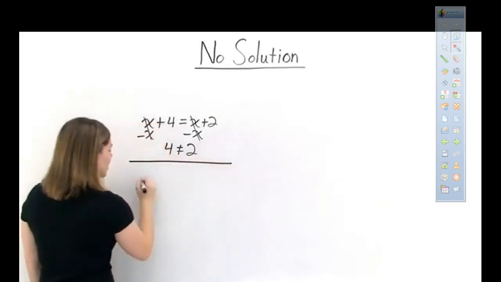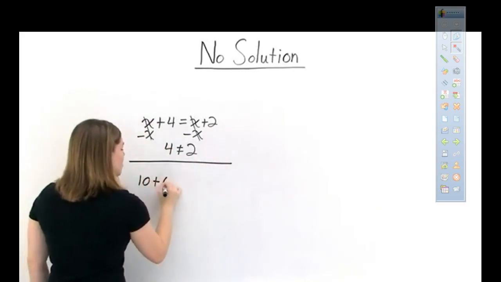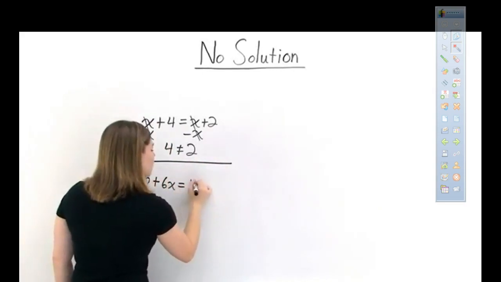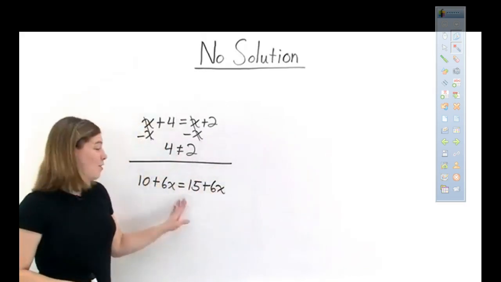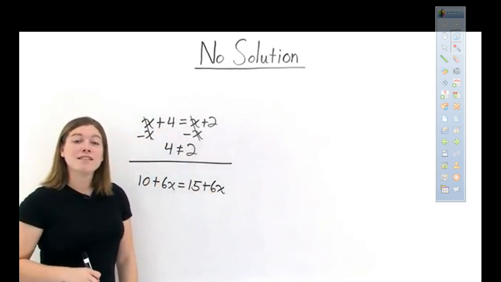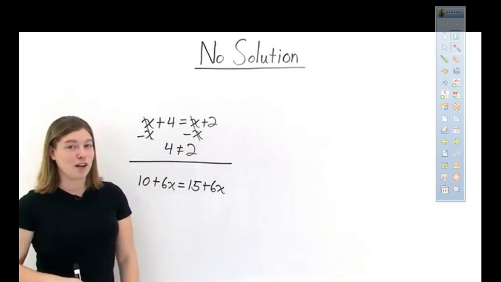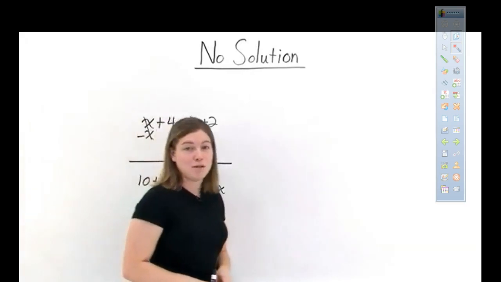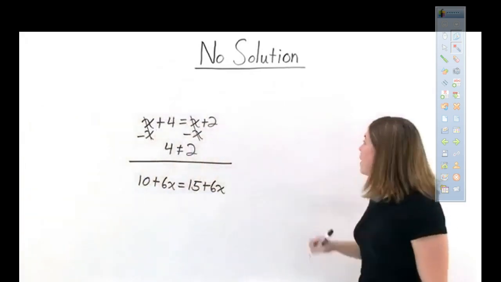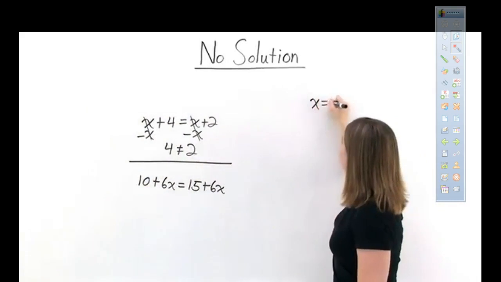To see that, let's look at another example. 10 plus 6x equals 15 plus 6x. Again, this looks kind of like a normal equation. But this is in fact a problem that has no solution. No value that you plug in for x will ever make the statement true. To see that, let's pick a couple values for x and see what happens.